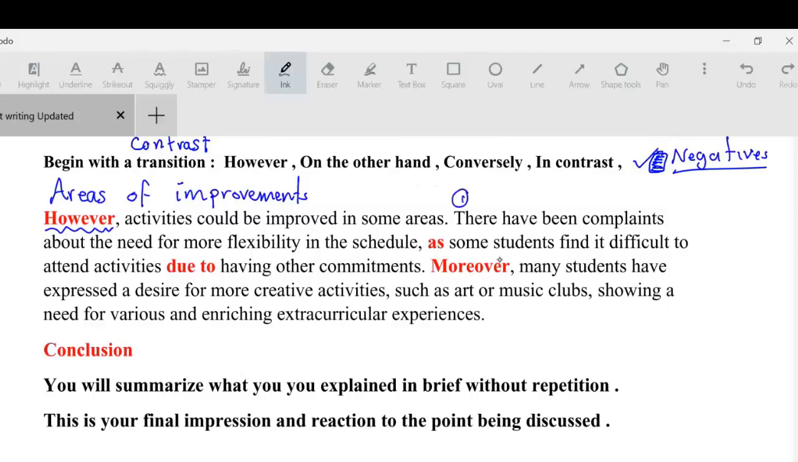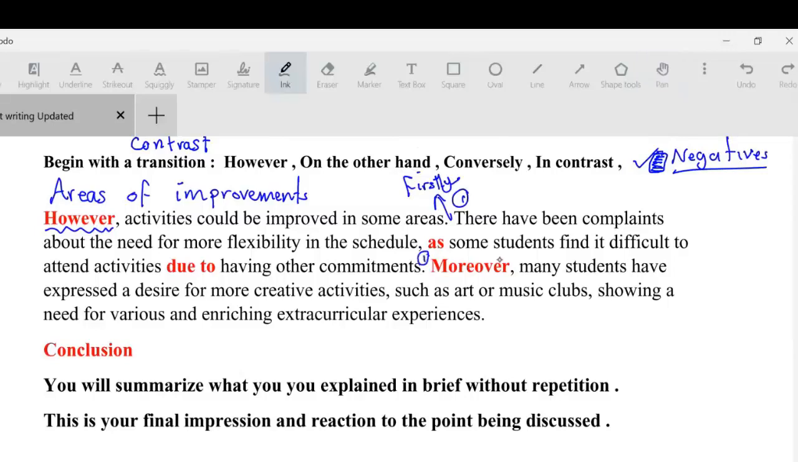Number one, there have been complaints. Here, I'm supposed to write the word firstly. Firstly, there have been complaints about the need for more flexibility in the schedule, as some students find it difficult to attend activities due to having other commitments. This is the first point.